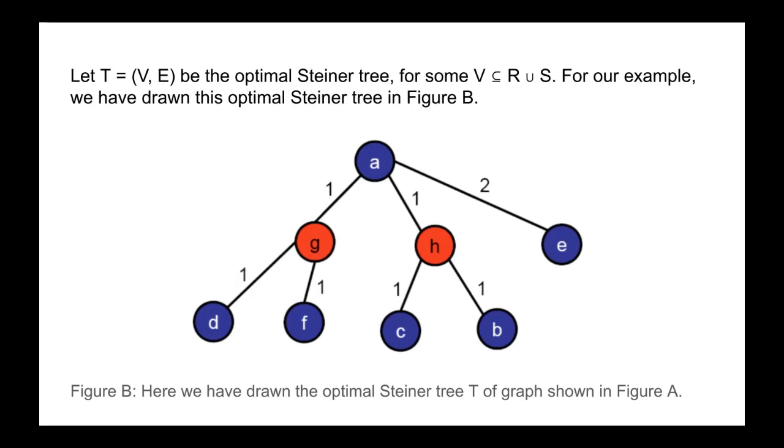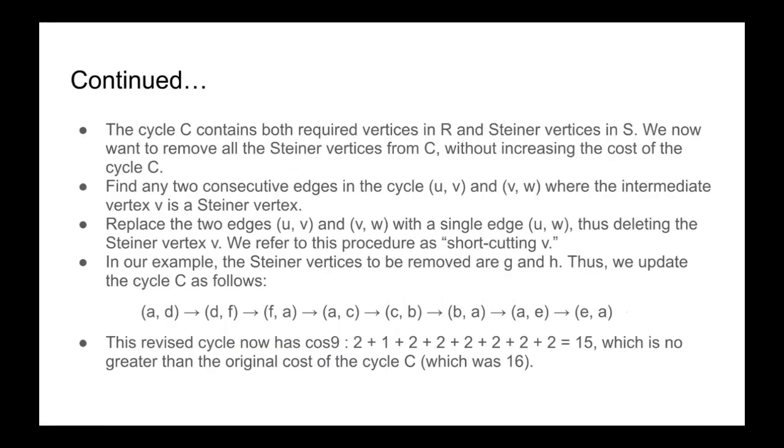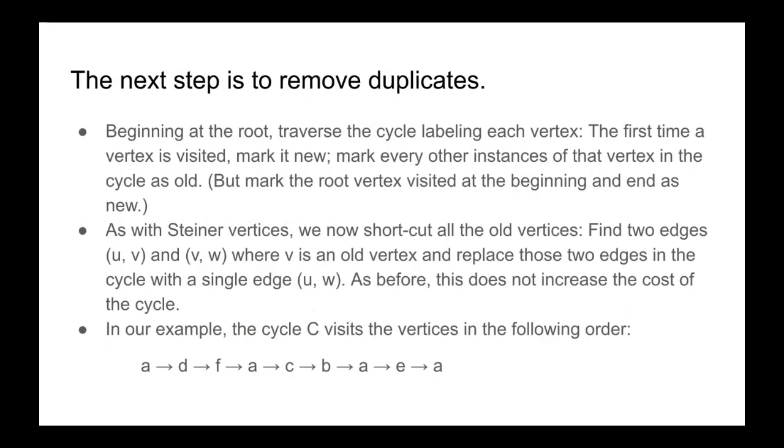And if we keep on cutting all the vertices, let's say if we cut G, the cost would be 15. If we cut H, the cost would be 14. And if we keep cutting, then eventually the cost will drop. So the next step is to remove the duplicates in the cycle. What we'll do is, the first time a vertex is visited, we mark it as new. Mark every other instance of the vertex in the cycle as old.